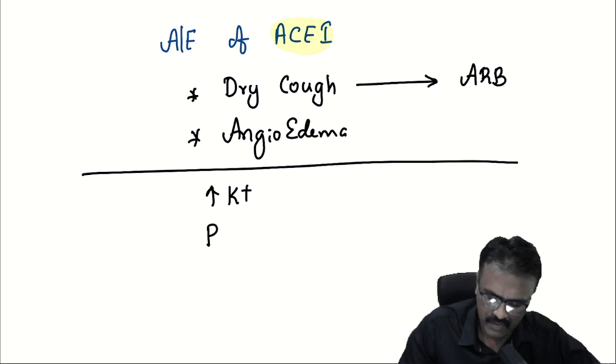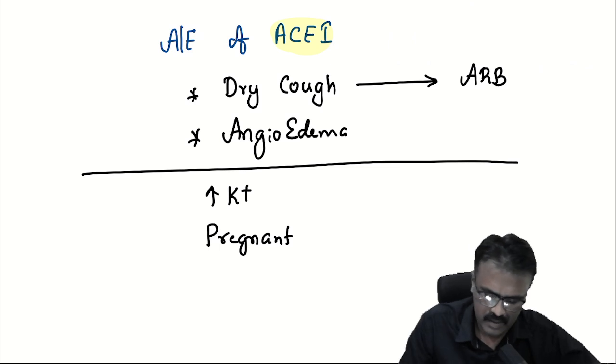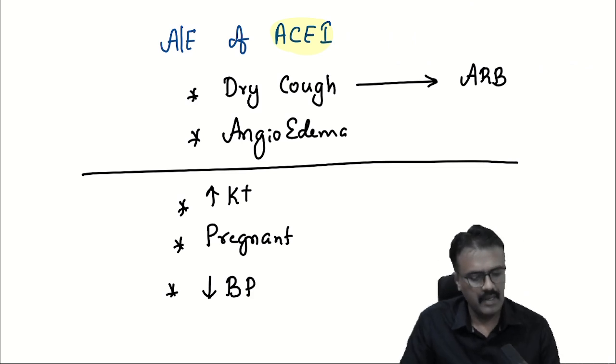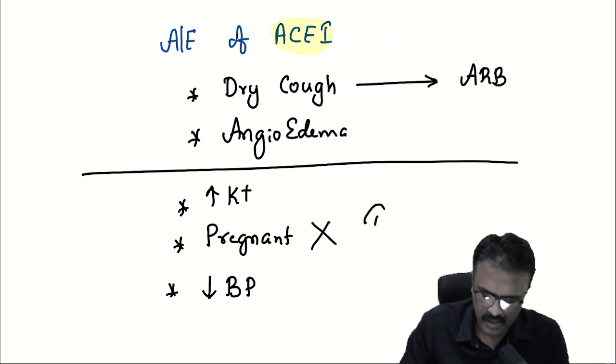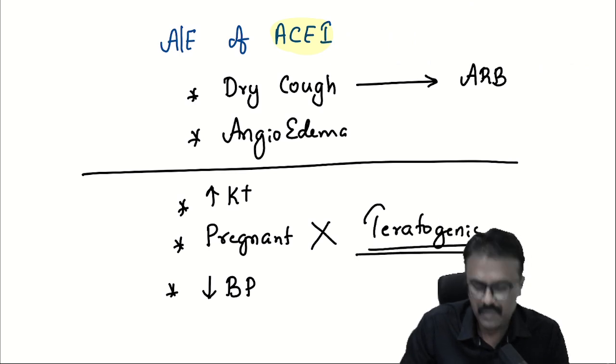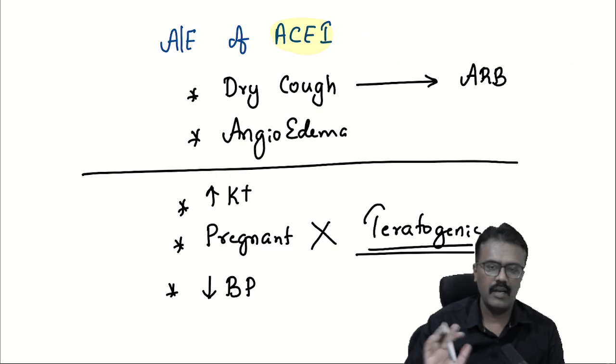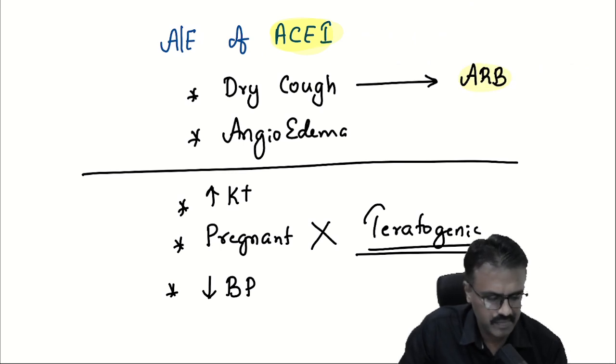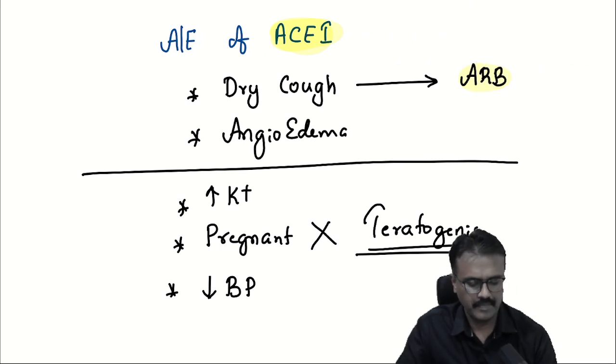The question is, can we give it in pregnant women? You have to answer yes or no. So it increases potassium. Pregnant, tell me. It decreases blood pressure. Pregnant woman, it is absolutely contraindicated because it is teratogenic. It can lead to renal agenesis. Suppose a pregnant lady comes to your clinic and she tells she is hypertensive, don't give ACE inhibitor or ARBs. Yes, very good. So that is about ACE inhibitor.